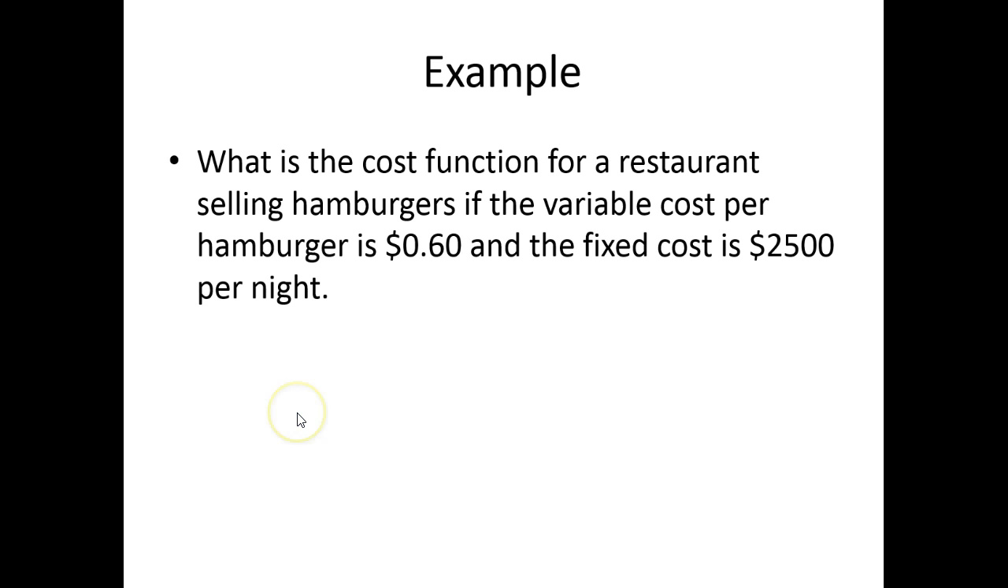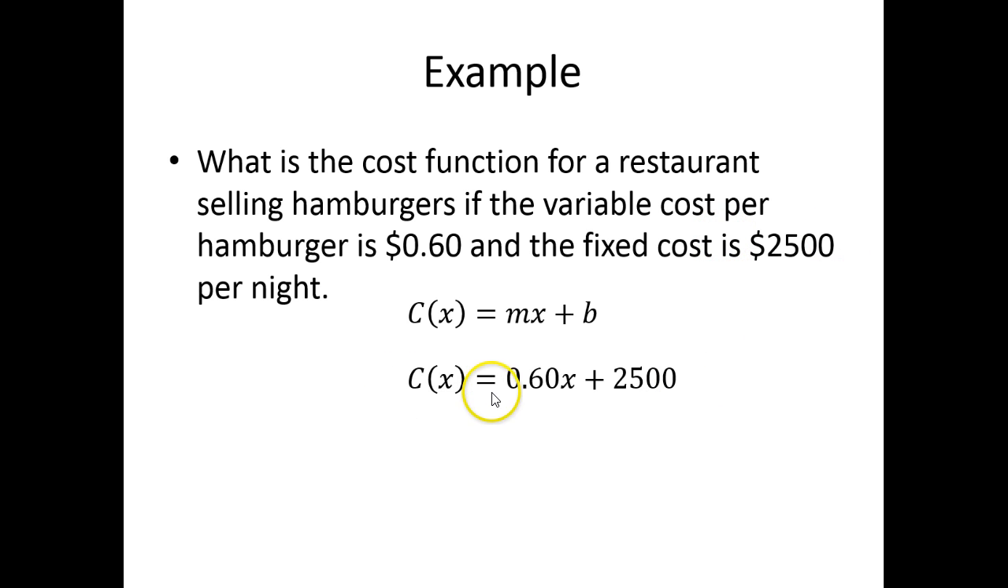Let's go back to our hamburger examples. What is the cost function for a restaurant selling hamburgers if the variable cost per hamburger is 60 cents and the fixed cost is $2,500 per night? Well, again, your cost function is just C of x equals mx plus b. M is your variable cost, which is 60 cents per burger. B is your fixed cost, which is $2,500. So C of x is 0.60x plus 2,500.